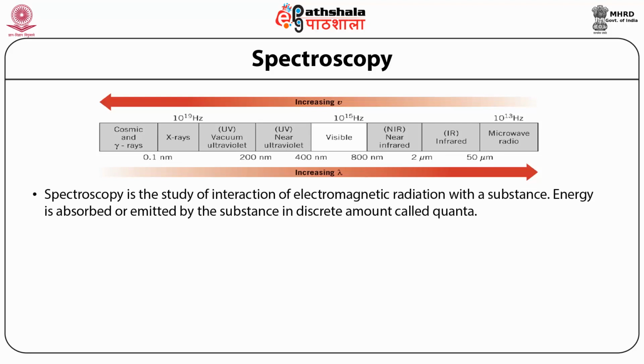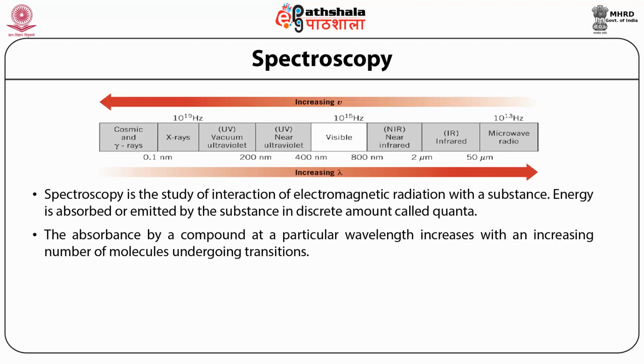Spectroscopy is the study of interaction of electromagnetic radiation with a substance. A substance absorbs energy or emits energy in the form of discrete amounts called quanta. The absorbance of a compound at a particular wavelength increases with an increasing number of molecules undergoing transition. We can see in this figure the white portion, which is the visible region. To the left of this we have the ultraviolet region. On the right side we have near IR and IR regions. So we can use UV, visible or IR regions as well as X-ray diffraction techniques for studying the quality of substances, which come under spectroscopic analysis.